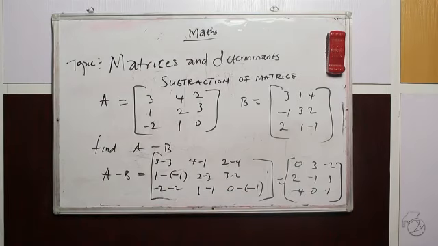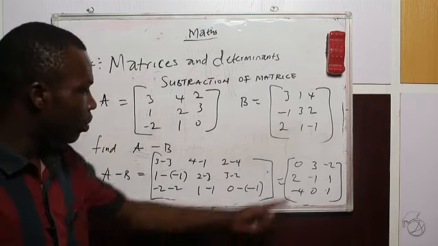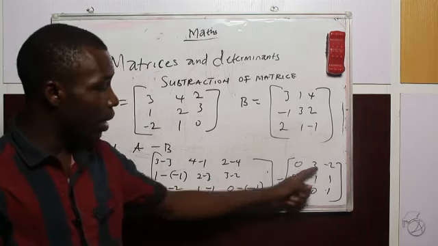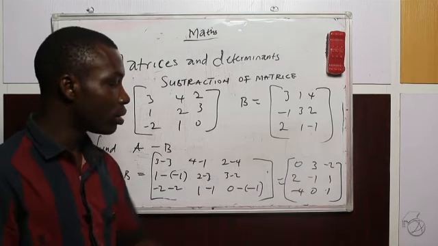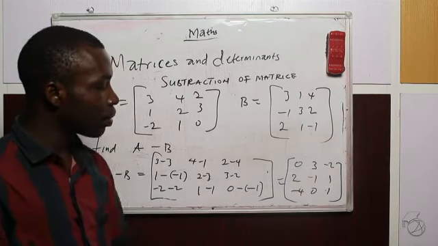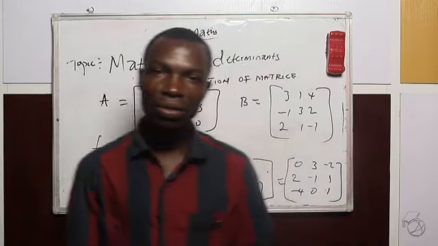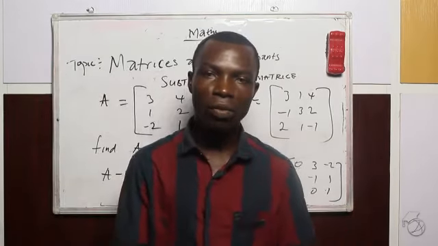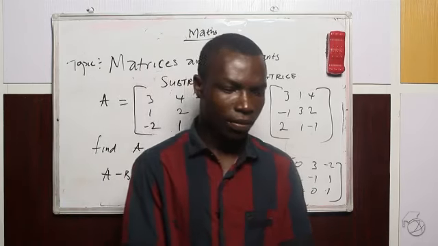Therefore, matrix A minus B is equal to 0, 3, minus 1, 2, minus 1, 1, minus 4, 0 and 1. I'm confident that you understood this subtraction of matrix. I would like you to do this field evaluation.